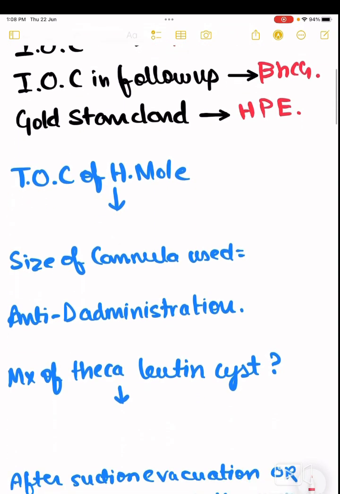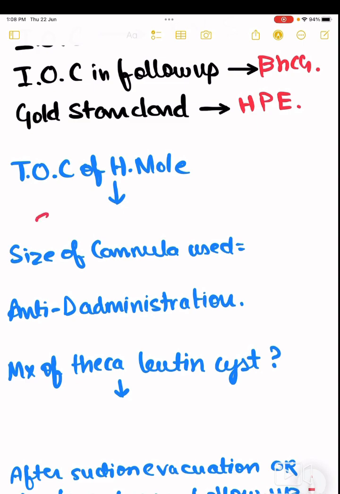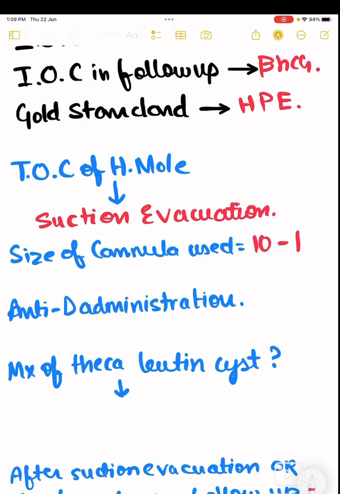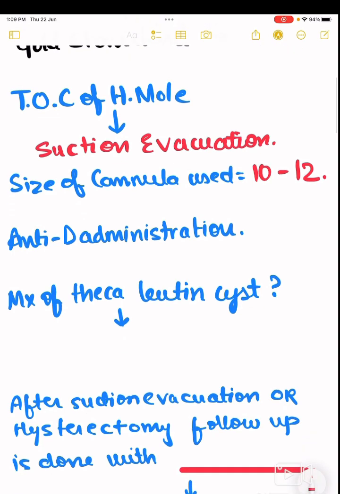Right. Now coming to the treatment of choice for H mole. The treatment of choice for H mole is suction evacuation. Right. The size of the cannula that should be used is 10 to 12 gauge. Anti-D administration should be done. Right. Anti-D administration in RH negative females is done.